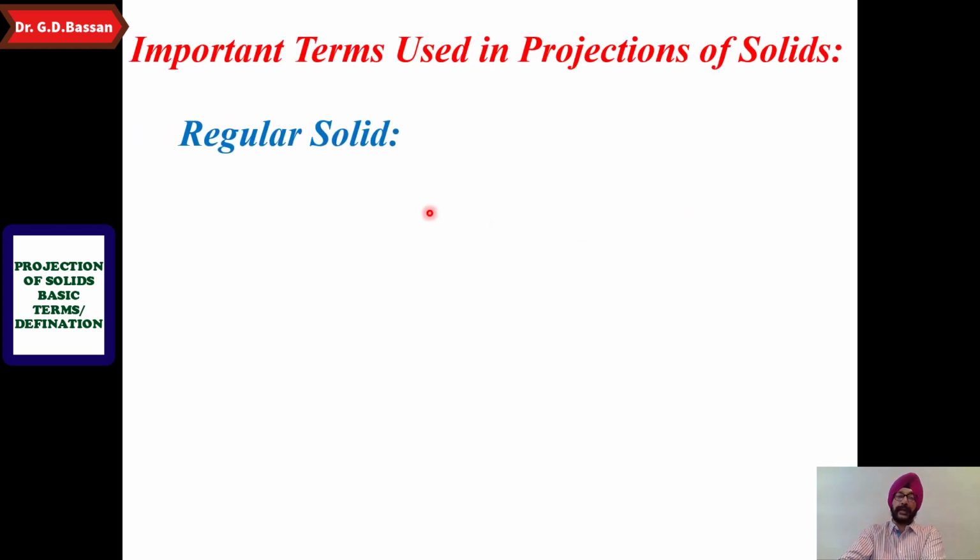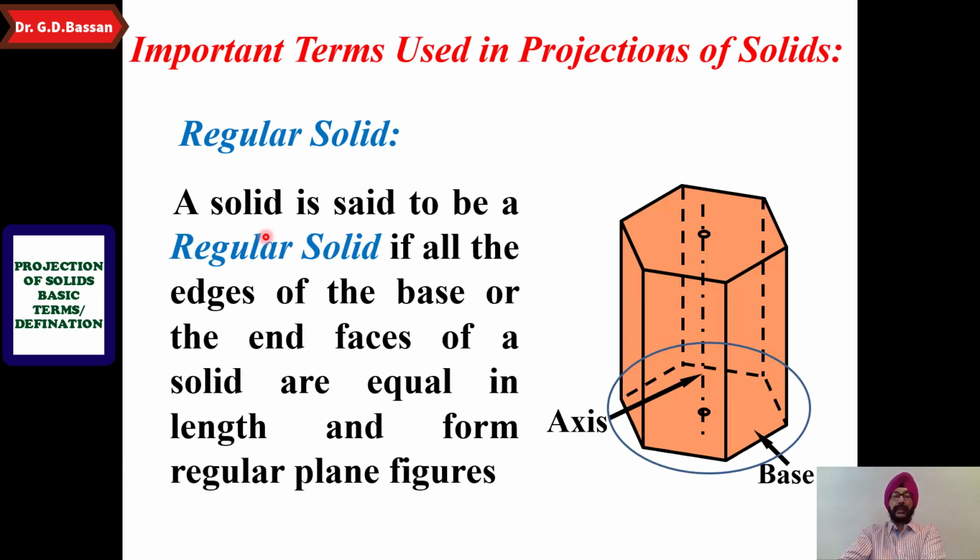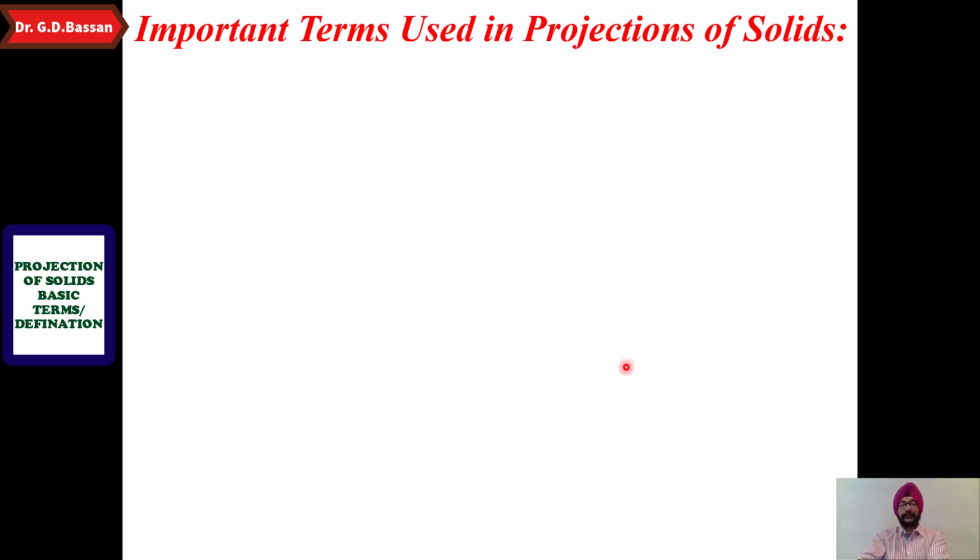Another one is the regular solid. Now what do we mean by a regular solid? A solid is said to be a regular solid if all the edges of the base or the end faces of the solid are equal in length and form a regular plane figure. So when all these sides of the base are of equal length, then that solid is to be considered a regular solid. Okay. Then the frustum of a solid.